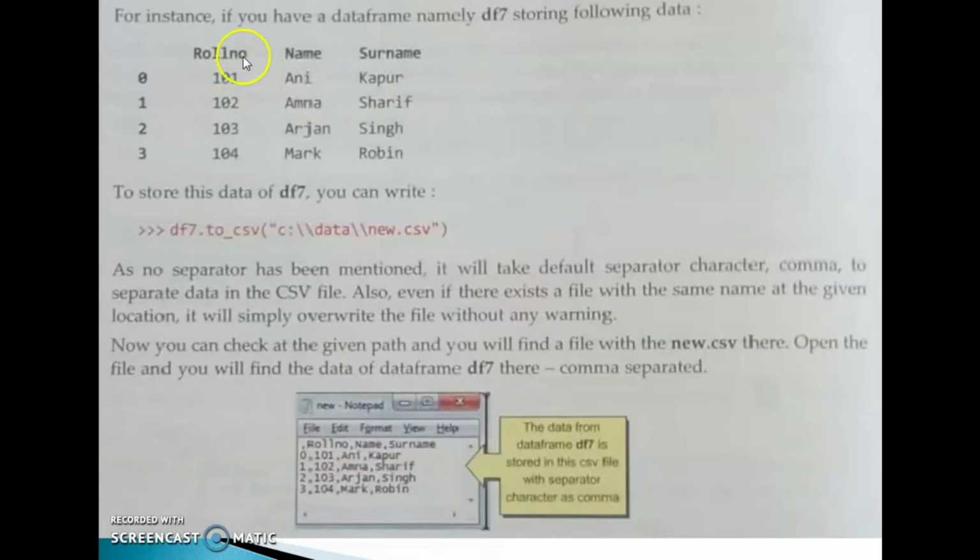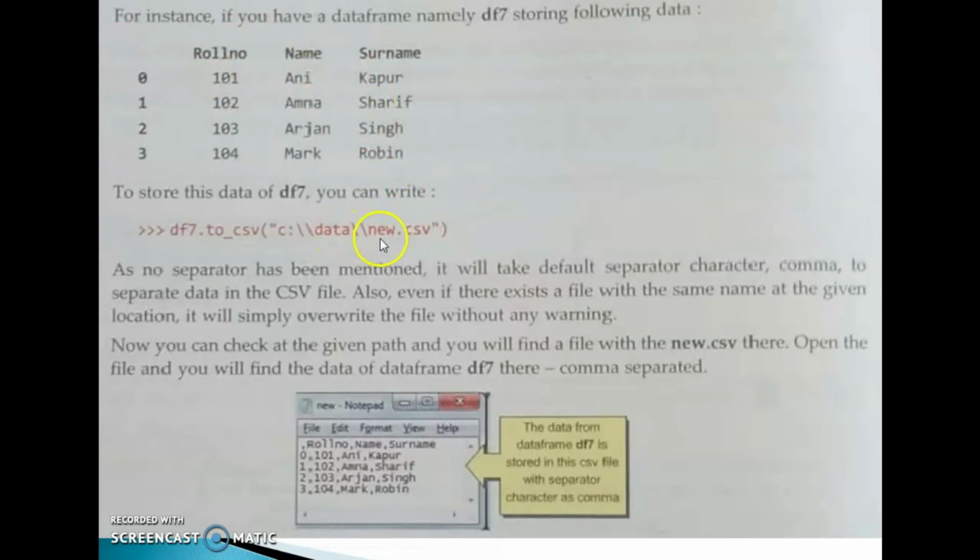Example, consider this one. This is the data frame object. We have to write this data frame object to the CSV file. For that, df7.to_csv, then we are specifying the file path. Then automatically the new .csv file is created for storing this data frame.